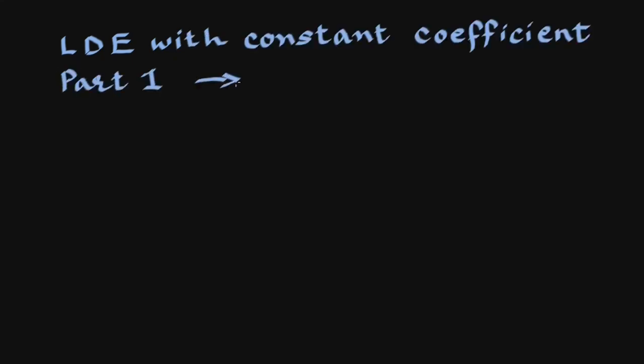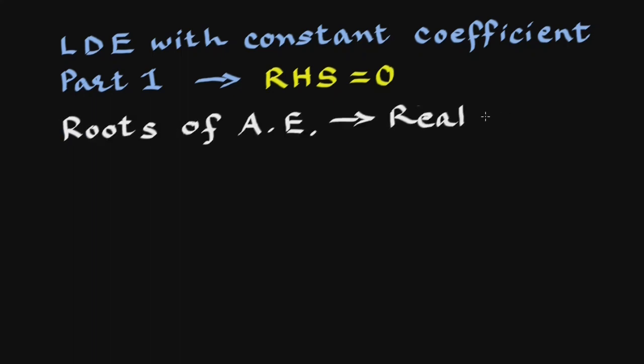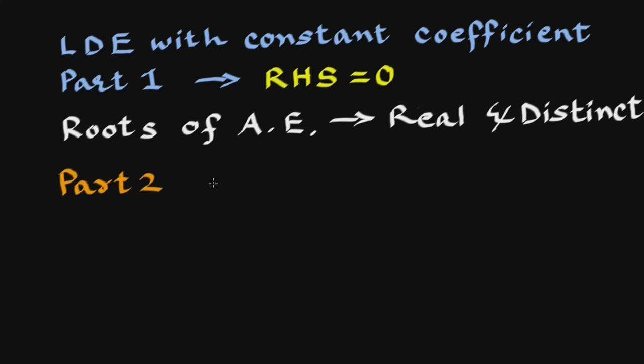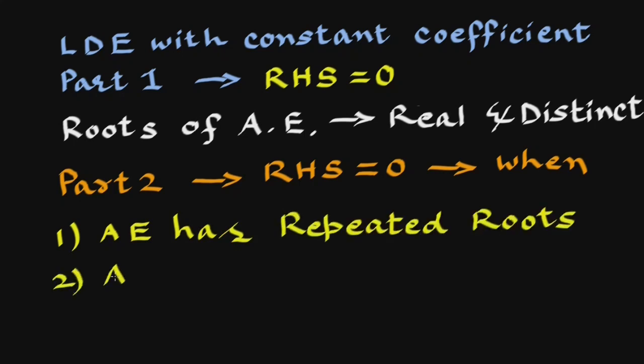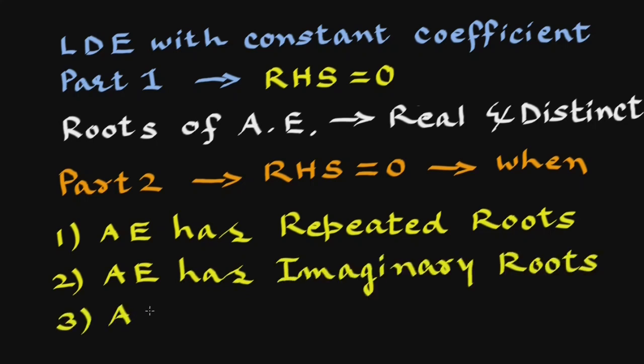In Linear Differential Equations with Constant Coefficients, Part 1, we have seen how to solve the equations when their right hand side is 0. The roots of the auxiliary equations then were real and distinct. In this Part 2, we are going to study how to solve LDE with right hand side 0 when: number 1, the auxiliary equation has repeated roots; number 2, the auxiliary equation has imaginary roots; number 3, the auxiliary equation has real but irrational roots.